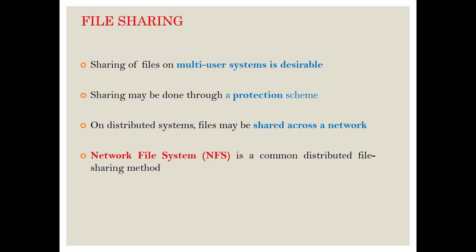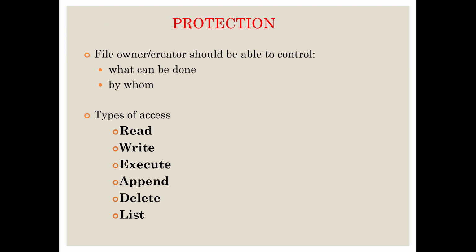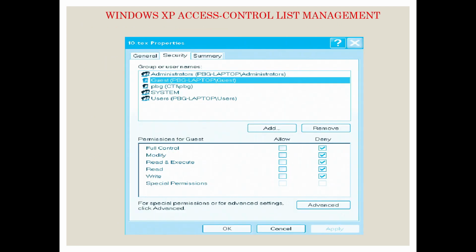So file sharing in a multiple user system. While we are sharing files, there are a number of techniques for sharing the files, like NFS, the network file system. File sharing has multiple users, using user IDs and group IDs for accessing the files. Now we have seen the Windows XP access control list management. So we have 10 properties for security.